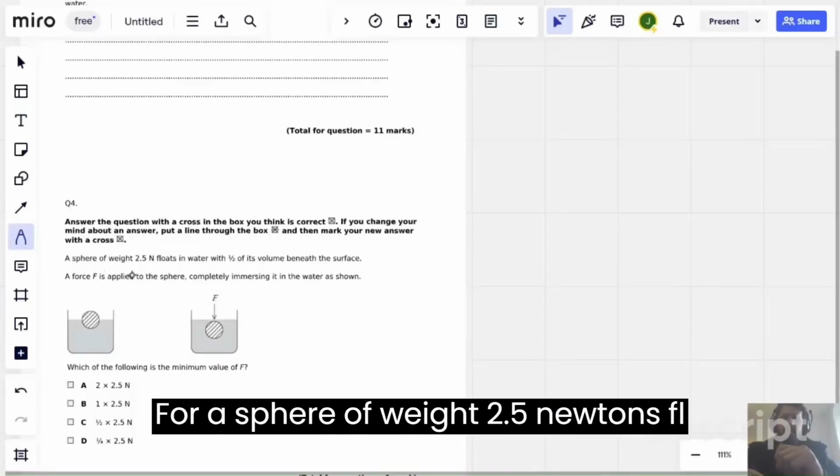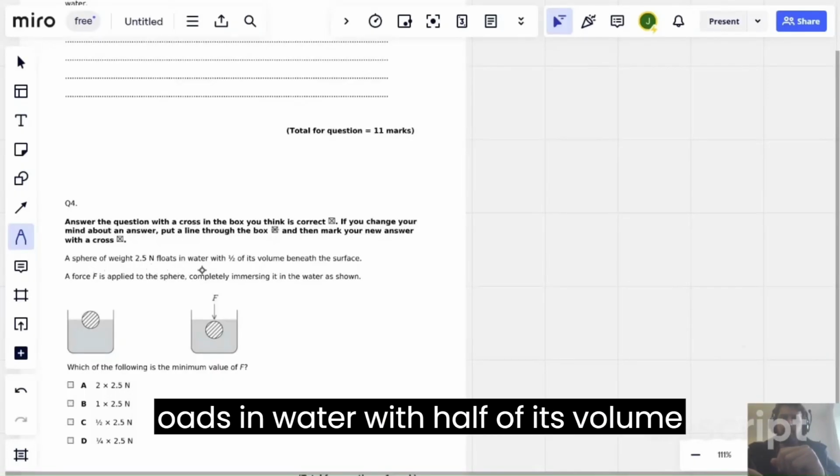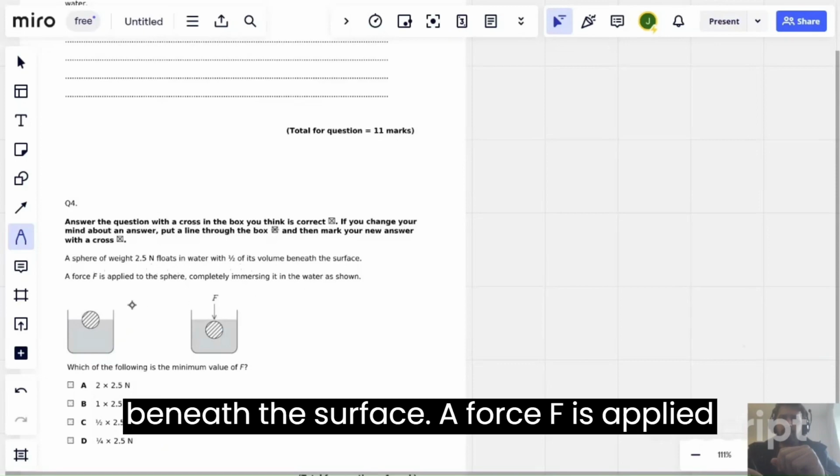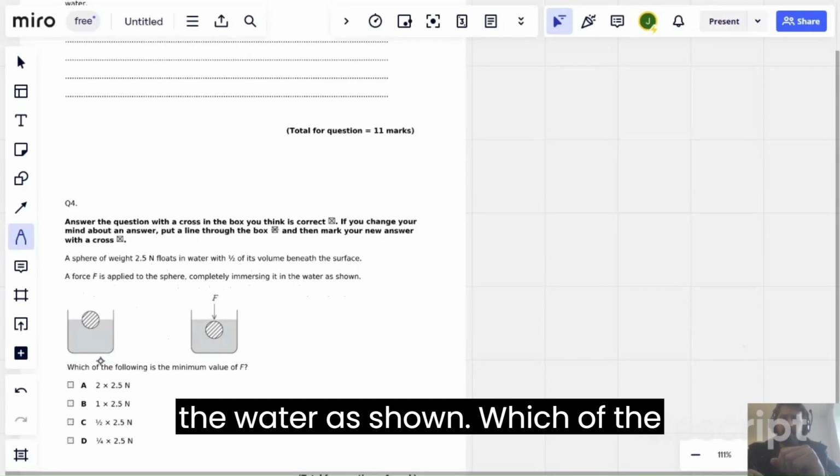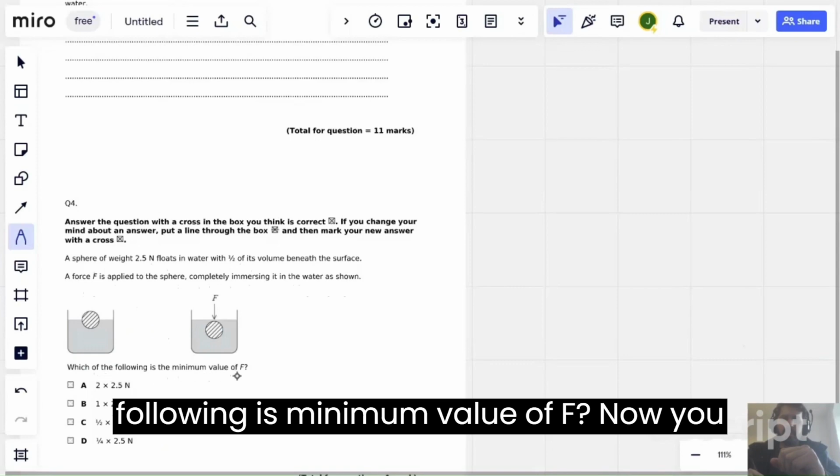4. A sphere of weight 2.5 newtons floats in water with half of its volume beneath the surface. A force F is applied to the sphere, completely immersing it in the water as shown. Which of the following is the minimum value of F?